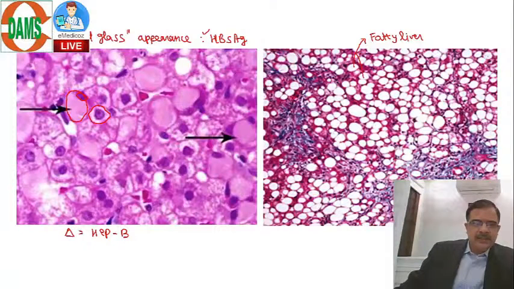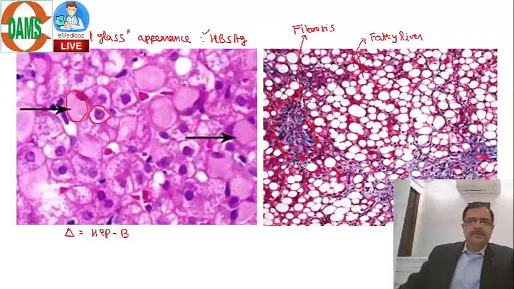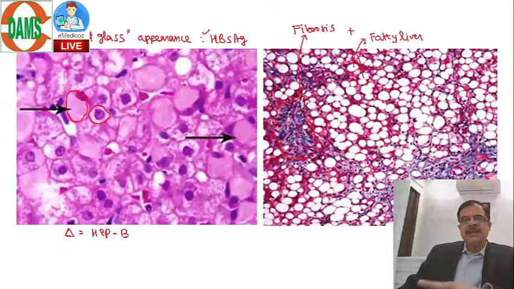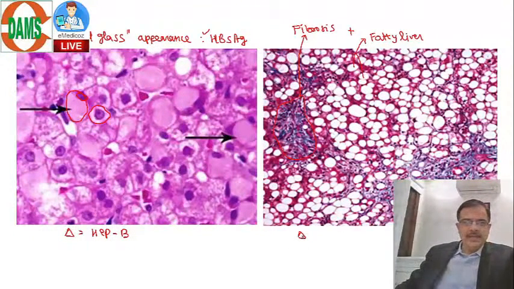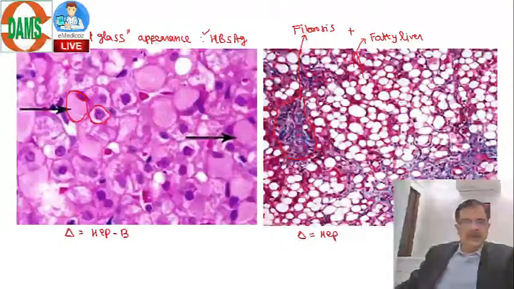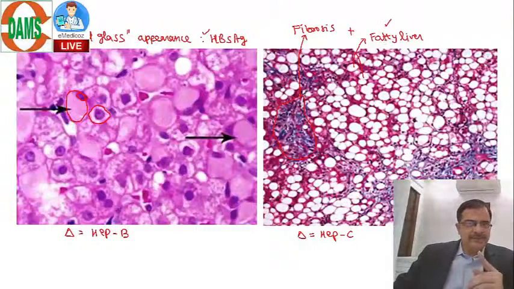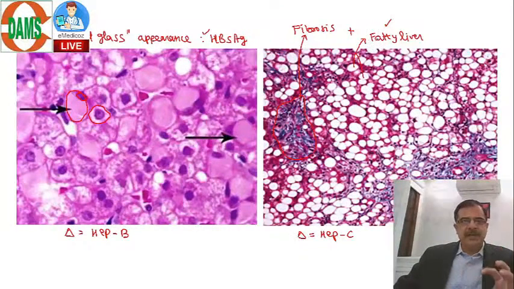blue colored thing you are seeing, the strands, fibrotic strands, this is all fibrosis. This is the fibrosis process. So fatty liver with fibrosis, we have evidence of both findings, and it is given that it is a case of some viral hepatitis. So the diagnosis here is hepatitis C. Remember, hepatitis C is the viral hepatitis which is associated with fatty liver. So viral hepatitis with fatty liver, think of hepatitis C.